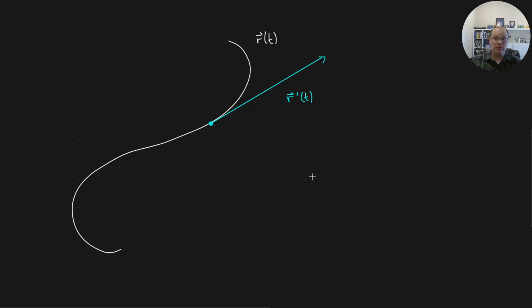Well, we know the derivative is the rate of change, right? It's how fast things are changing. The second derivative tells us the rate of change of the first derivative. It tells us how the first derivative changes. So let me give you an example of what the second derivative might look like.